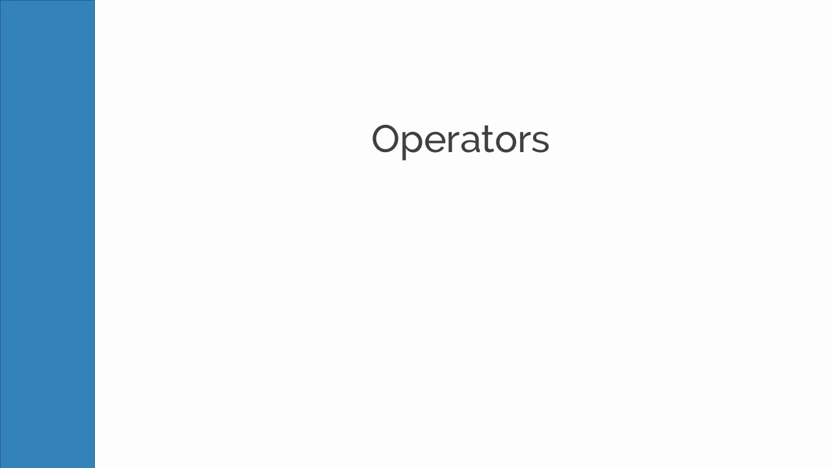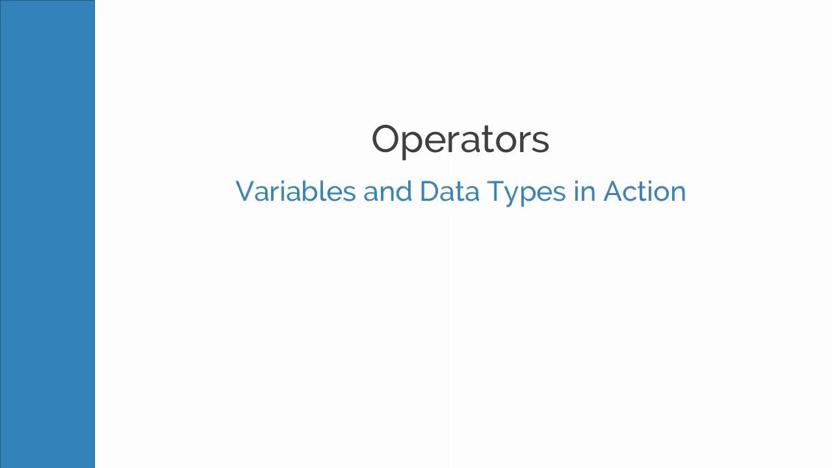So let us now proceed and check out what operators are in Java. Now the operators are directly related to the variables and data types in Java. So these operators bring the variables and data types into action. For example, the operators help us to compare the two values stored inside the variables.